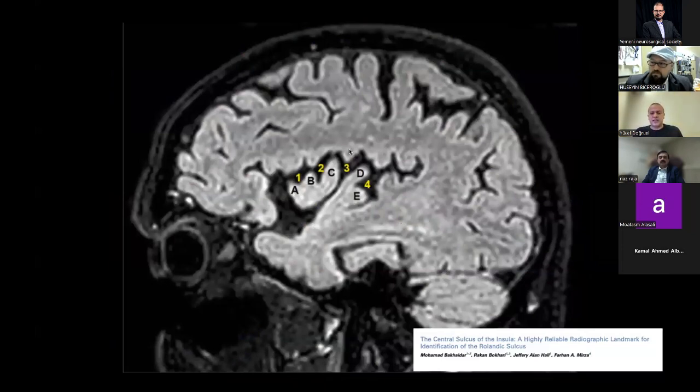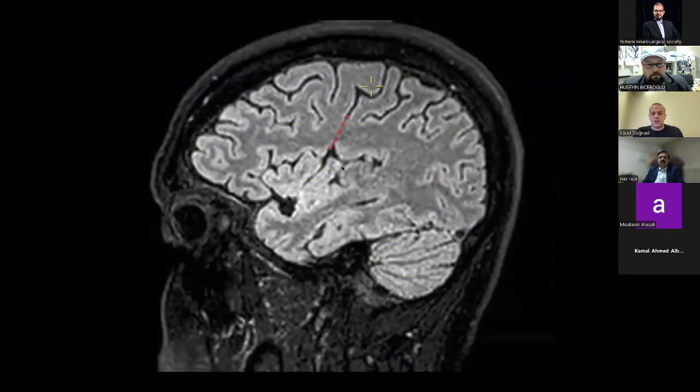Radiologically, here we can also see the insular cortex in a brain MRI. A, B, and C are the anterior, middle, and posterior short gyri, and D and E are the anterior and posterior long gyri. Here you can see the central sulcus of the insula. These are prominent landmarks in the MRI.